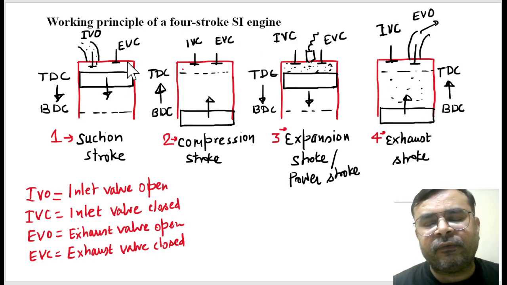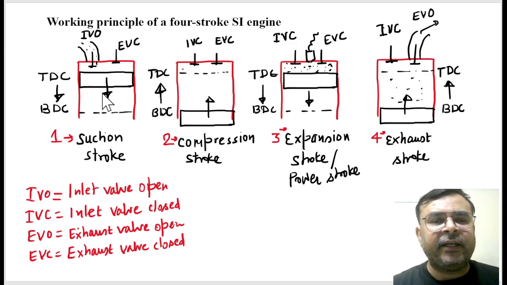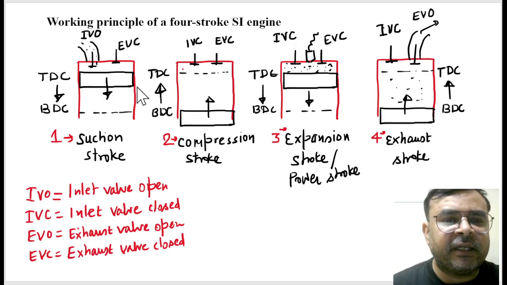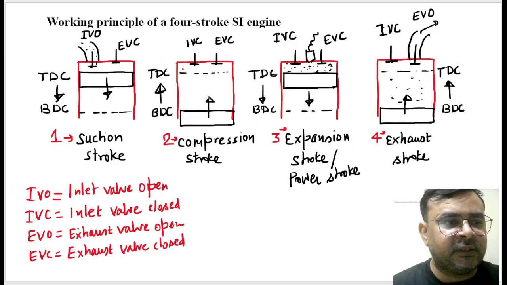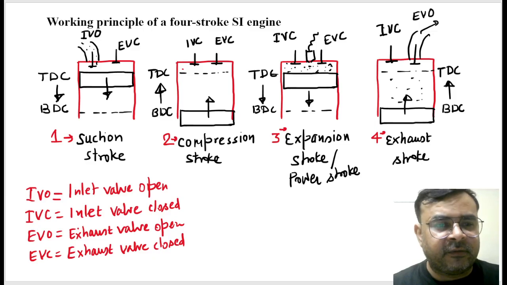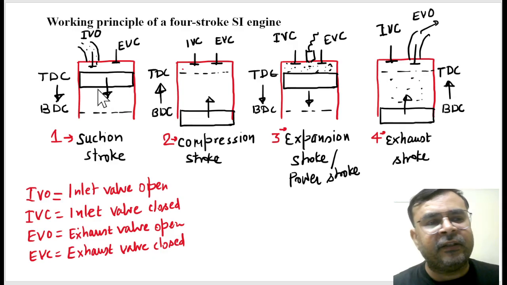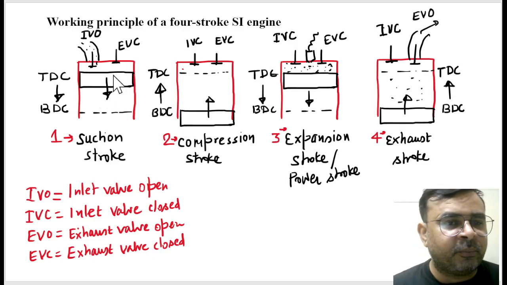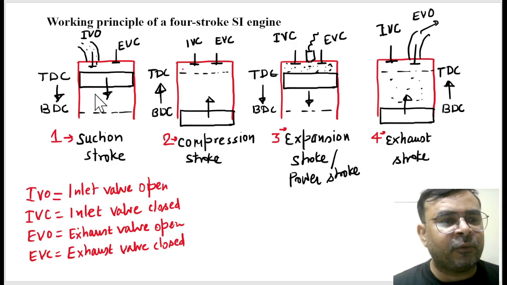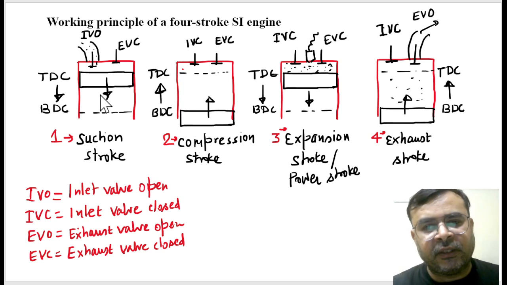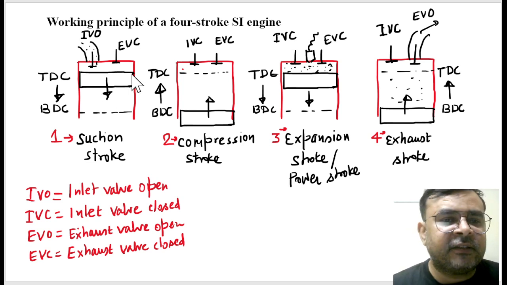So if in the question they ask you to write down the working principle of a four stroke engine, then simply draw this figure and write down these strokes. Is it right? Then this is enough. And of course you briefly explain what the inlet stroke is: in the inlet stroke the inlet valve is open, exhaust valve is closed, and the piston is approaching from TDC to BDC, then the fuel air mixture enters the cylinder. So this stroke is called the suction stroke.